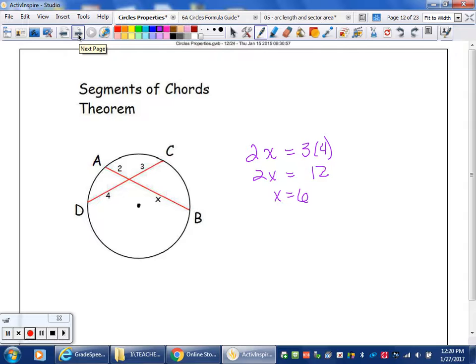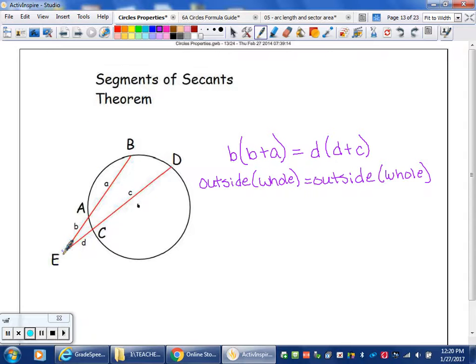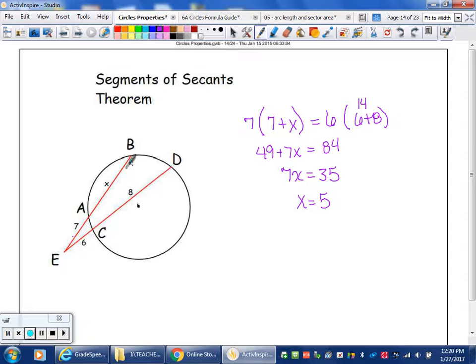Another scenario for your segments is two secants, and now that intersect outside the circle. In this instance, it's the outside segment of the first secant times the whole secant equals the outside segment of the second secant times the whole secant. For instance, in this picture here, I do the outside, which is 7, times the whole thing, which is 7 plus x, and set it equal to 6, the outside of the other secant, times the whole secant, which is 6 plus 8. And then by process of the algebra, we get down to x equals 5.